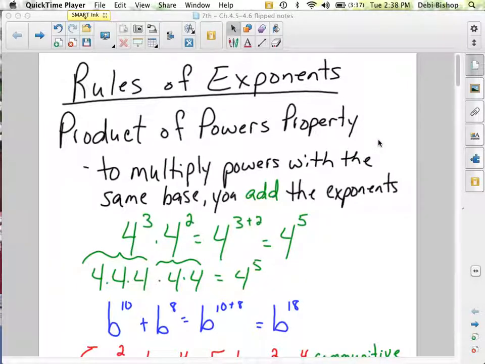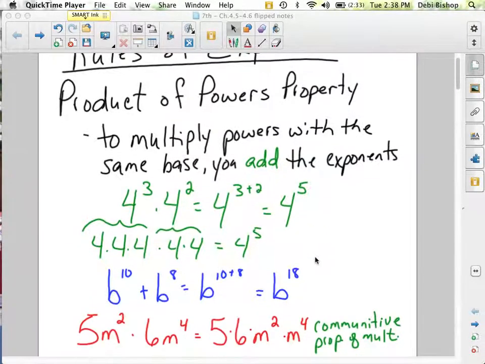So we have our product of powers property. This is when we multiply powers with the same base, you add the exponents. Again, remember, the base in this case is 4, and our power is 3, and the base is 4, and our power is 2. So 4 cubed times 4 squared. What we would do is keep our same base 4, and then add 3 plus 2, and we get 4 to the 5th.